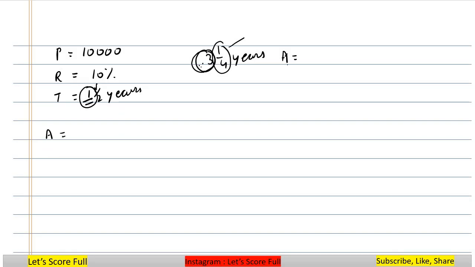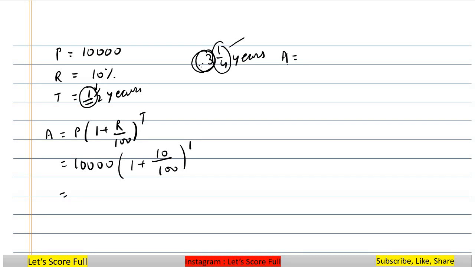So calculate the amount. The formula for amount is P times (1 + R/100) raised to the time period. The whole period is 1. So take 10,000 times (1 + 10/100) raised to 1. When you solve this, how much are you getting? You can do the cutting over here. So it is coming, let me calculate, 11,000. Yes, this is the amount you are getting after 1 year, right?